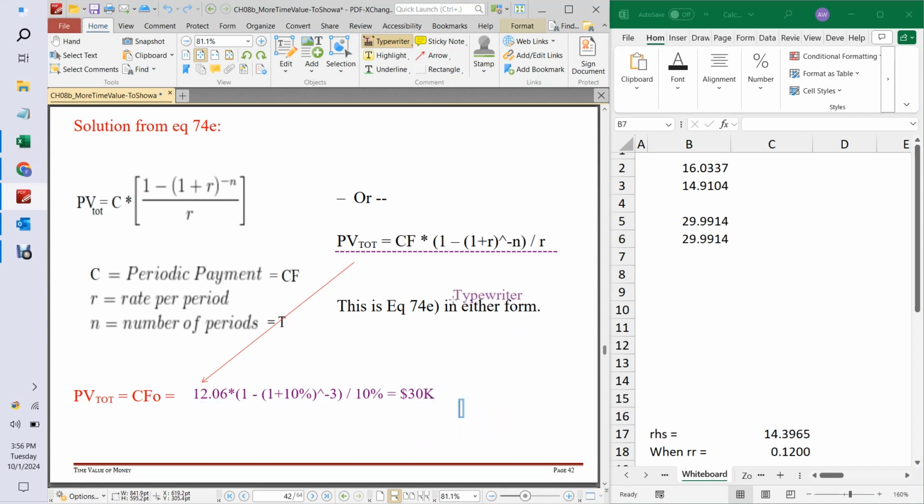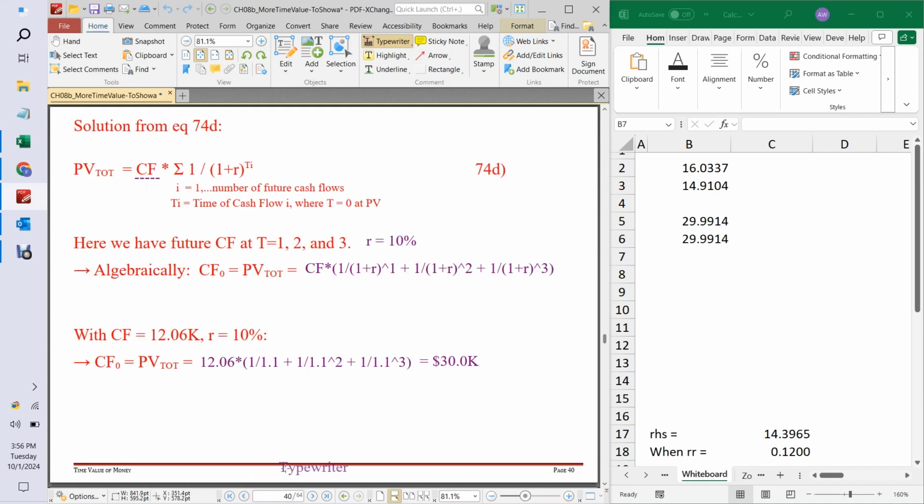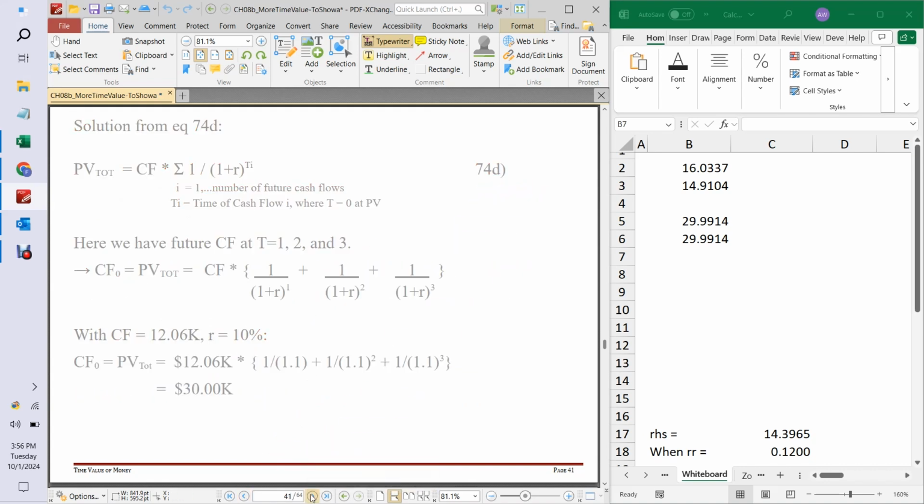So very straightforward. Either way is going to work for us with these constant future cash flow problems. This one, 74E, is going to work for everything except annuities due, and we'll have another equation for that. And we could also solve it with 74D up here, and that's going to work even with annuities due.